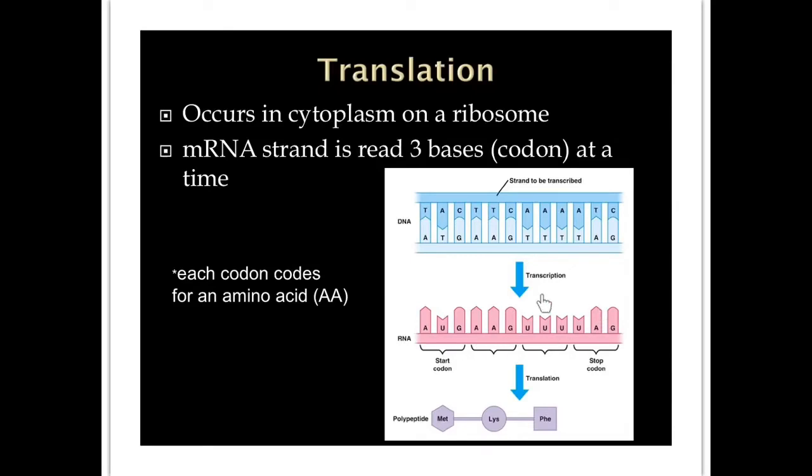If this is the RNA that's going to be read to make a protein, it is mRNA. And I can see that the mRNA is read 3 bases at a time. This 3 bases is called a codon. They're called codons because one codon codes for one amino acid, which I will sometimes abbreviate as AA.